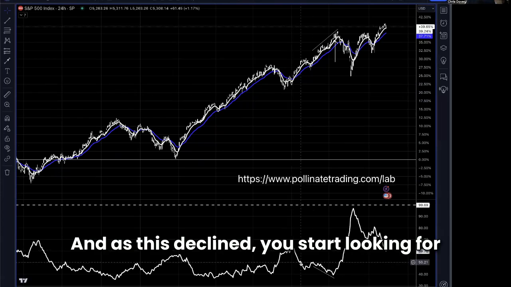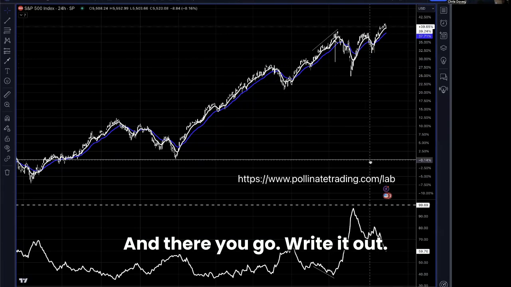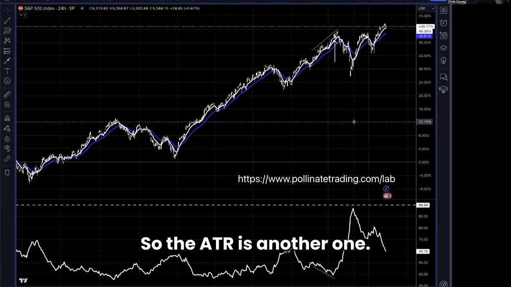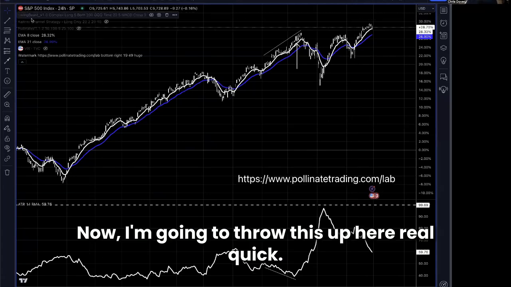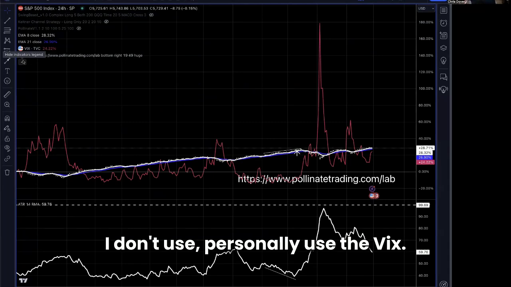And as this declined, you start looking for a reason to get in over here. And there you go. Write it out. So the ATR is another one. Now I'm going to throw this up here real quick, the VIX. It's harder. I don't personally use the VIX.